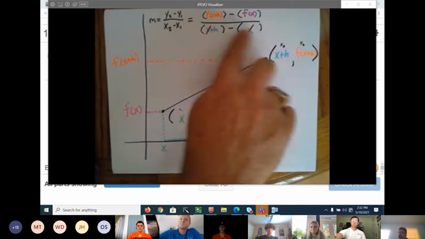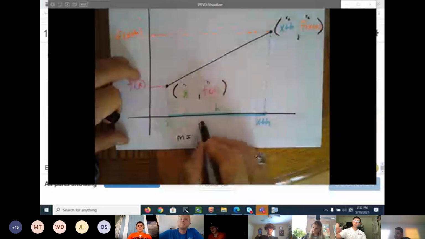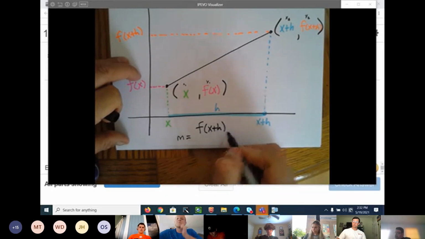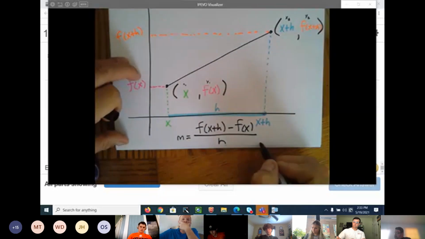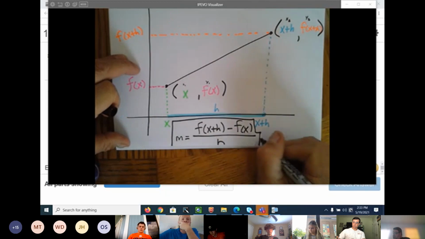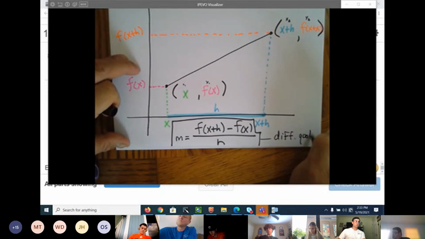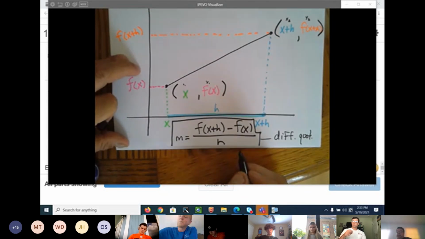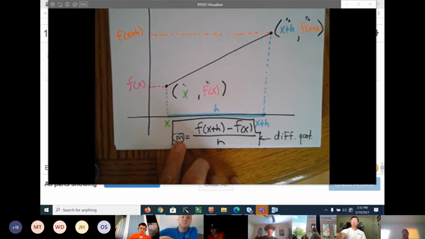Okay, so that cancels. And what are we left with? We're left with m is equal to f of x plus h minus f of x over h. And somebody tell me what that is. That is called the difference quotient. And the difference quotient is nothing but the what? Slope.